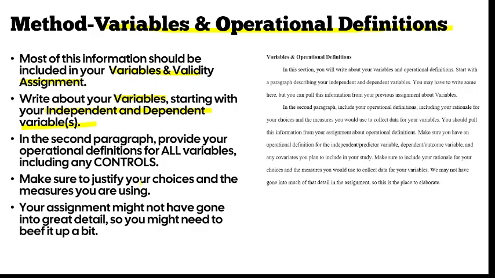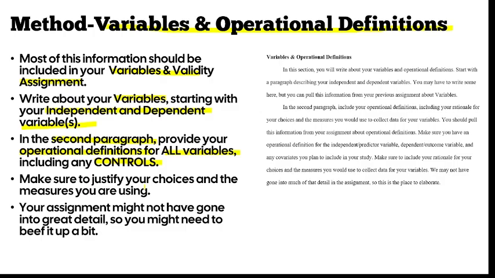So I need to make sure that I'm talking about all of the variables there. And you're going to get into that with your second paragraph. In that one, you're going to provide operational definitions for all of your variables, including any controls that you might decide to include. I highly suggest you review control variables. That was back in the module about variables way back at the beginning of the course, but we need to know about those if you're going to successfully write this paper.